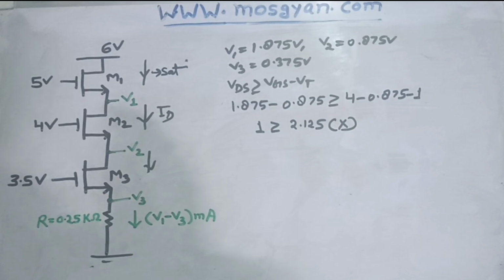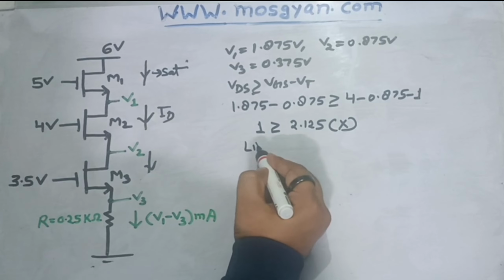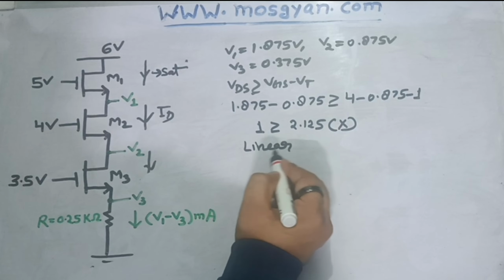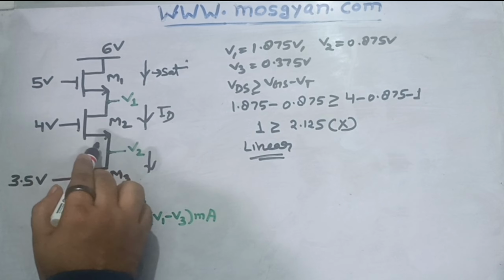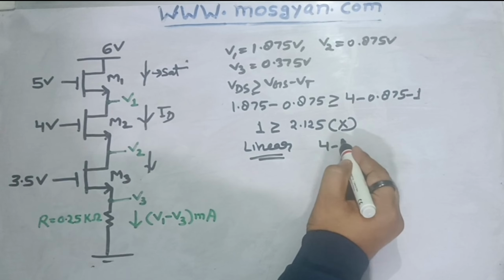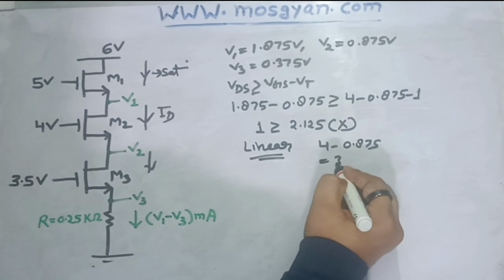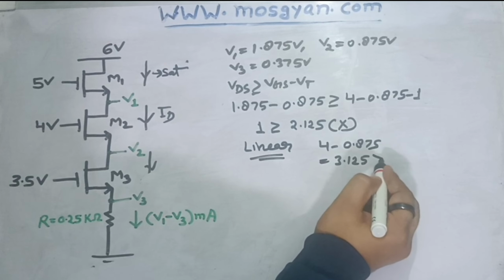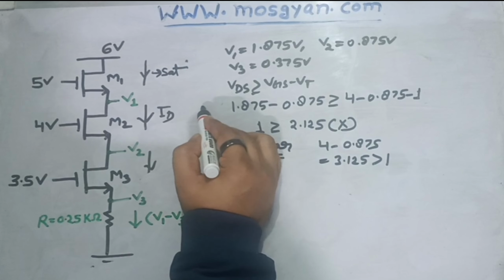That means the assumption which we took for M2, that it is operating in saturation, is not correct. It will operate in linear mode of operation, but before that we also need to check its VGS should be greater than Vt. So if I calculate VGS for MOS M2, 4 minus V2, V2 is 0.875, that is very high. 3.125 is what we will get, which is higher than Vt of this MOS. So that means MOS is on, but it will operate in linear mode of operation. So this we calculated for MOS M2.